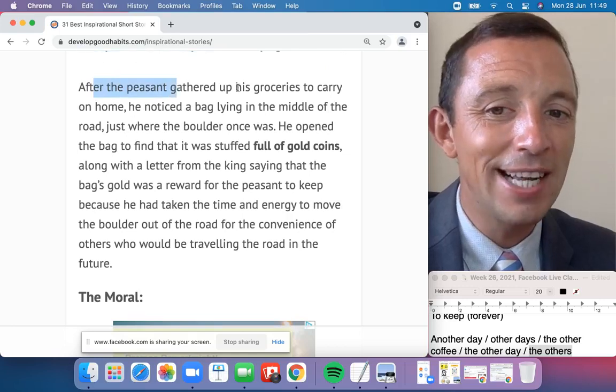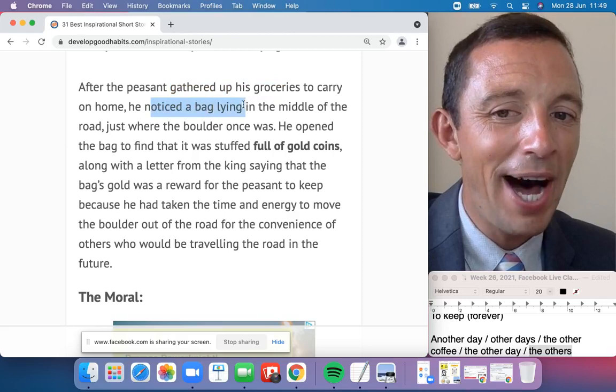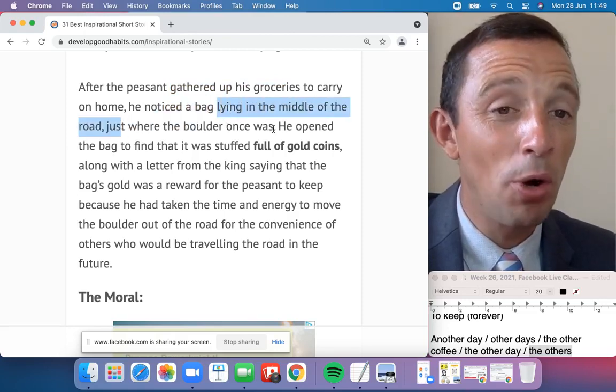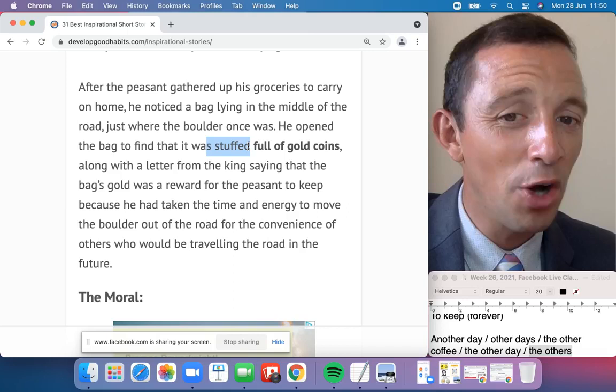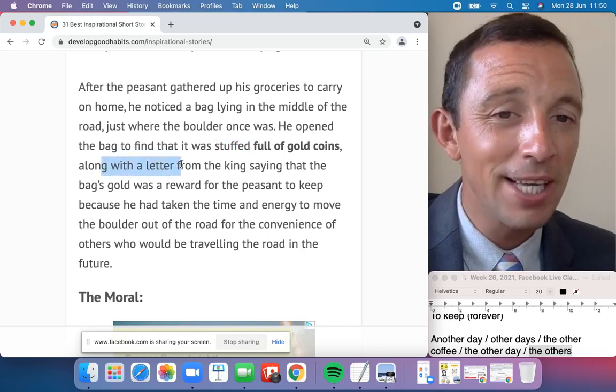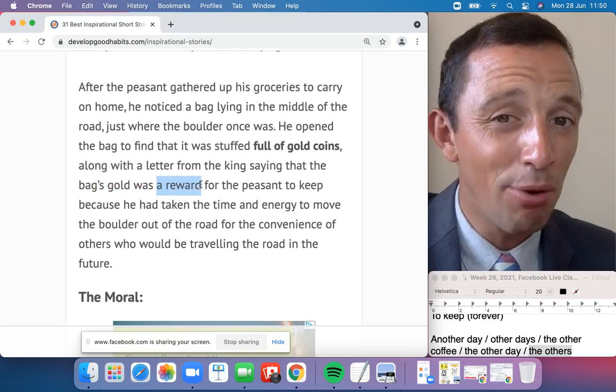After the peasant gathered up or collected his groceries to continue home, he noticed a bag lying positioned in the middle of the road where the boulder was positioned. He opened the bag to find it stuffed full of gold and gold coins, with a letter from the king saying that the bag's gold was a reward or a present or a prize.